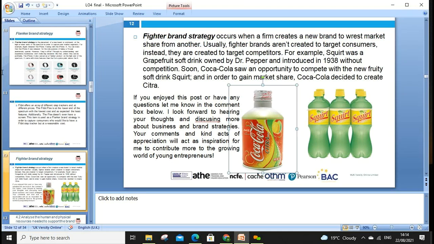Yes, so they launched the new fruit drink. Yes, yeah? And Coca-Cola decided to create Citra, so that you will see there is a difference.